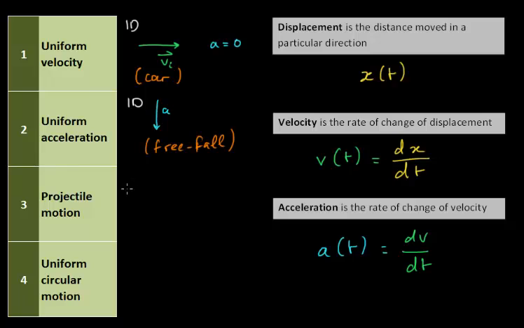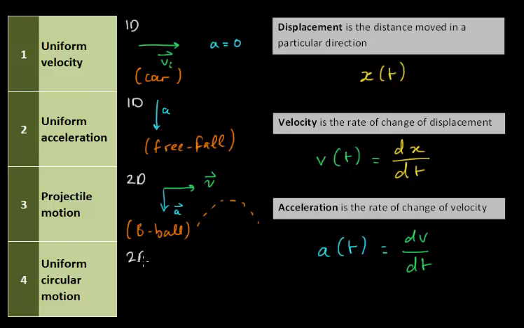Then we have projectile motion that gets interesting. This is when you have uniform velocity in a certain direction, let's say in the x direction, and you have uniform acceleration in the other direction, let's say in the y direction. And that gives you trajectories that look like this. And this happens, for instance, when you throw a basketball.